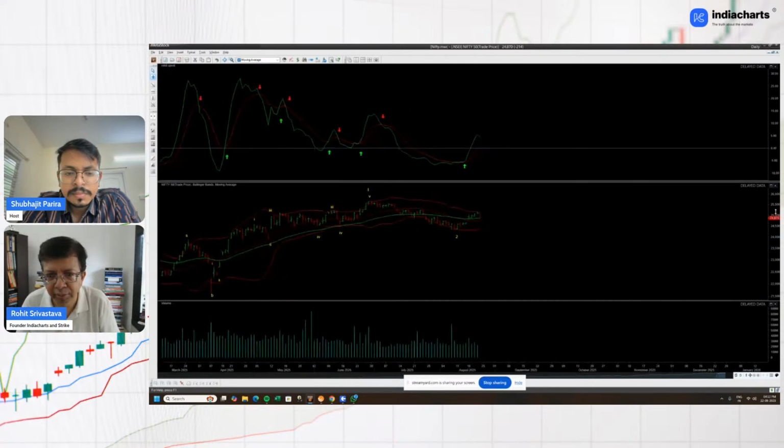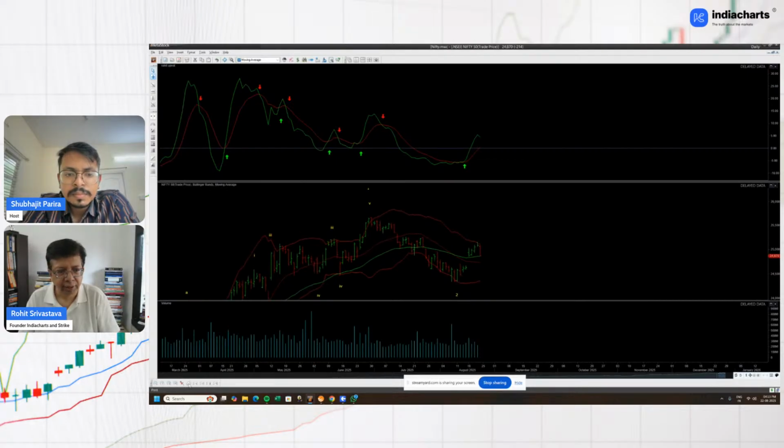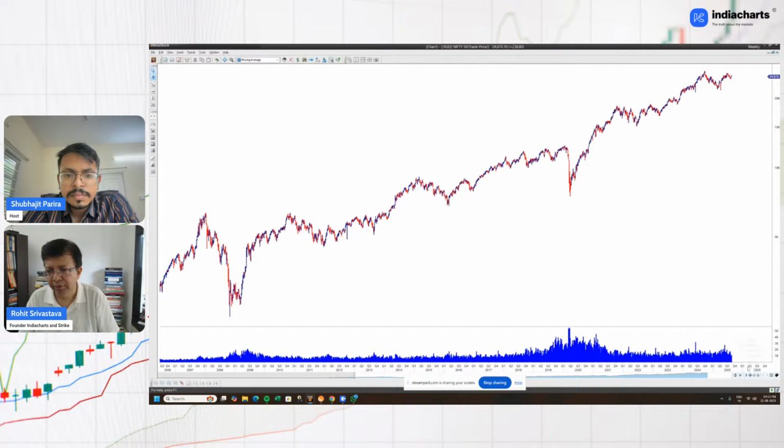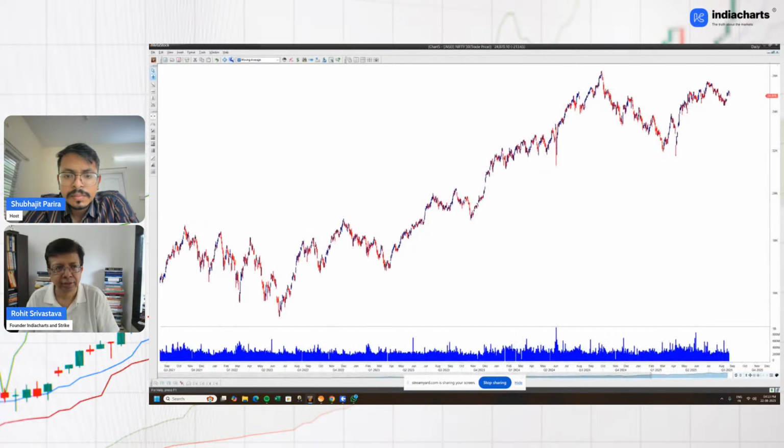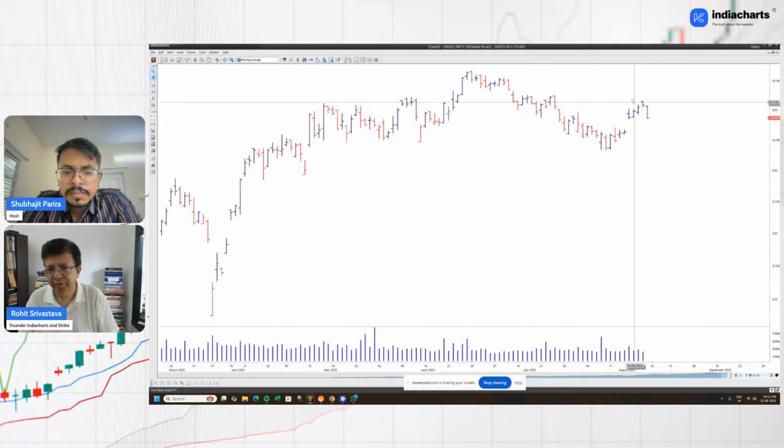So on a regular bar chart, basically today would be just one down day, but on a candle chart it looks like two because of the real body. Okay, so now I'm looking at a normal bar chart without the candle effect. So it's just one down day. So let's see if we are able to stay below this high.